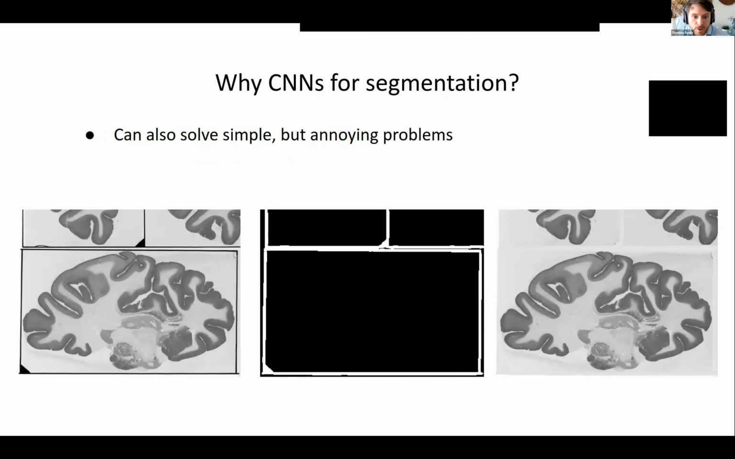You can also use neural networks for very simple but annoying problems, which is what I did in some of my work. This is the type of image I was working with, and I wanted to get rid of these bounding boxes automatically. So I trained a neural network to automatically recognize them so that I could then remove them automatically. So neural networks are good for both complicated things, but also simple things.